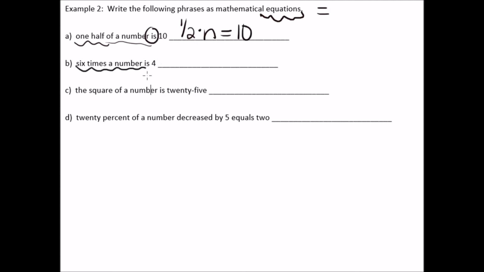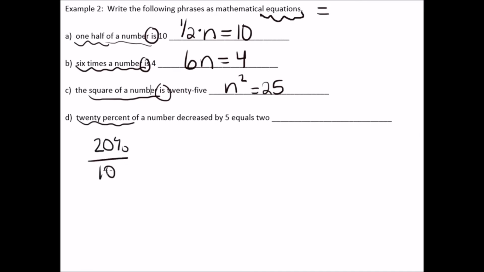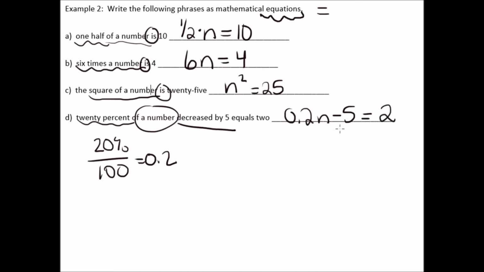Okay, 6 times a number, so that's 6n is, which is the equal sign, 4. Okay, the square of a number, so this is our number, and then square it, is 25. And 20%, so usually we would think 20%, but when we divide that by 100, 0.2 of a number, decreased by 5, so minus 5, equals 2. And those are mathematical equations.